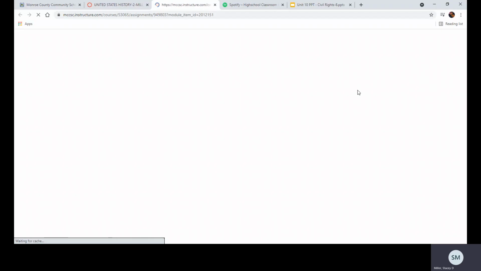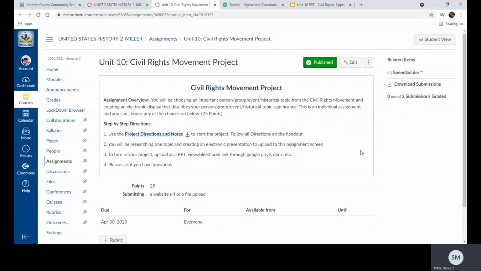This is the project that you are going to be assigned today. It is a project where you're going to look over an important person, group, event, or historical topic from the civil rights movement. You're going to create an electronic display that describes your person, group, event, or historical topic of significance.